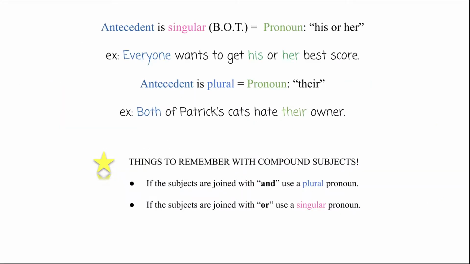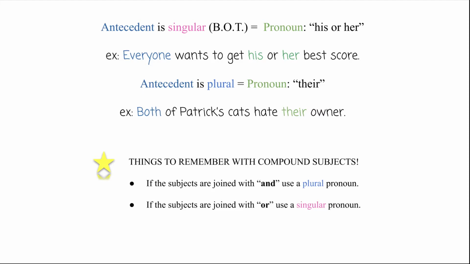To get a little trickier, when we're dealing with an antecedent that is singular, specifically a BOT word that we were talking about earlier, the pronoun that you're going to use is going to be his or her, such as this example sentence, everyone wants to get his or her best score. So this one, remember, if it ends in one, it's singular, so we need to use that his or her, singular antecedents that cover both men and women.